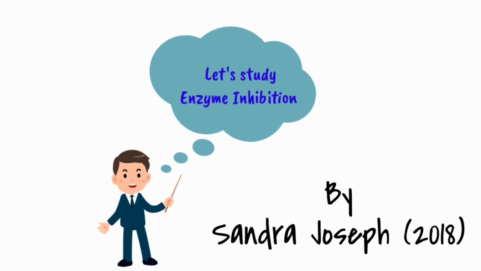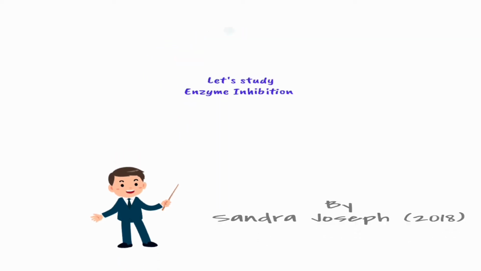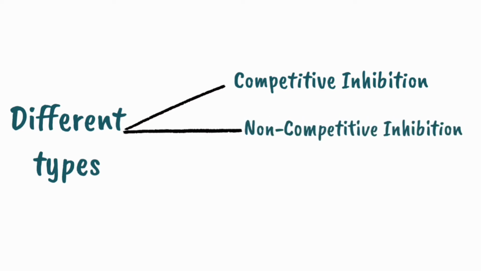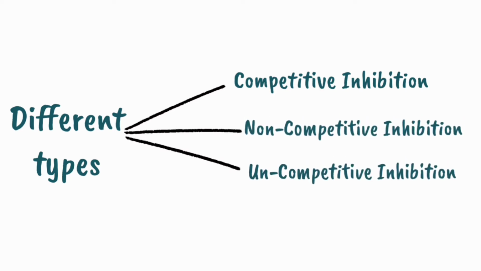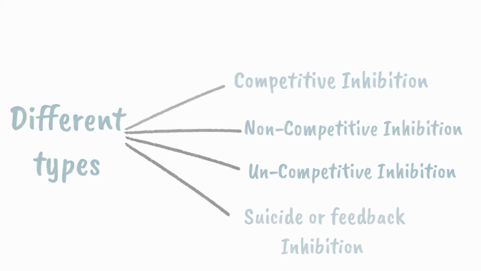Friends, in this session, let's have a quick recap on the topic enzyme inhibition. Different types of enzyme inhibitions include competitive inhibition, non-competitive inhibition, uncompetitive inhibition, and suicide or feedback inhibition. Now, let's compare between competitive, non-competitive and uncompetitive inhibition first.